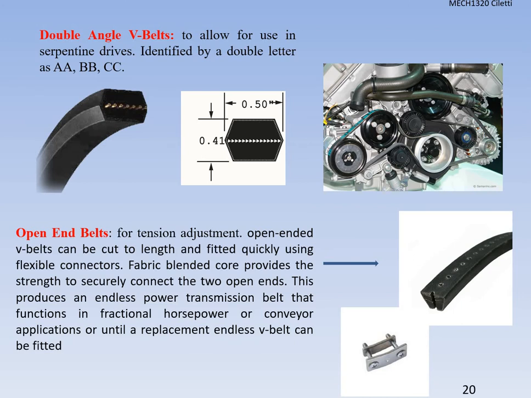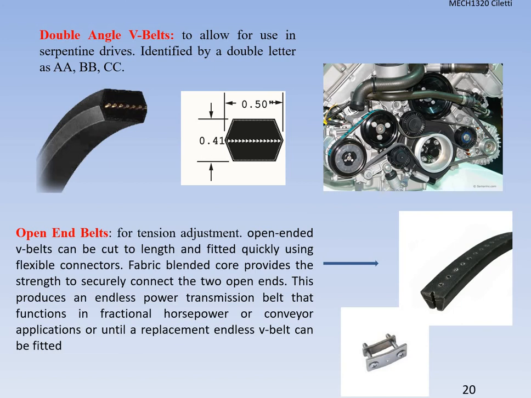Okay. Then we have open-ended belts. They're mainly for tension adjustment. All right, but there's a big advantage when we have an open-ended belt. We can cut the V-belt to a specific length and fit it quickly using the flexible connectors. So that's the silver piece there. So when you buy an open-ended belt, it has all those little notches in it already so that you can use these open-ended connectors to change the belt length if you need to.